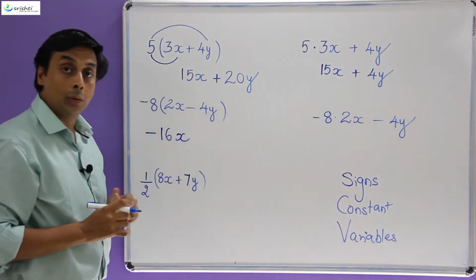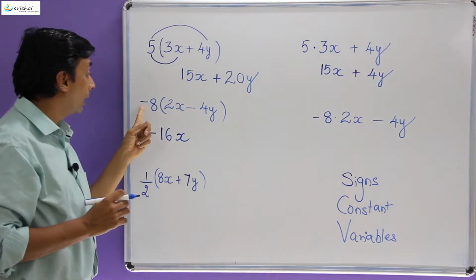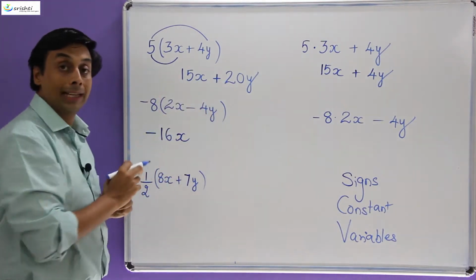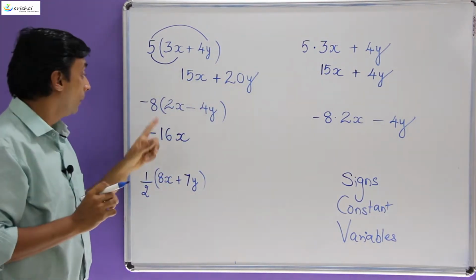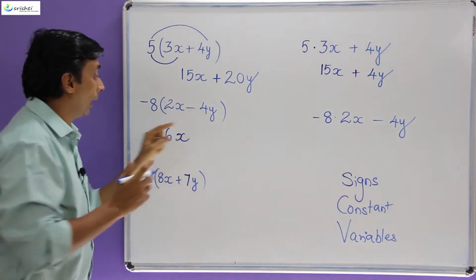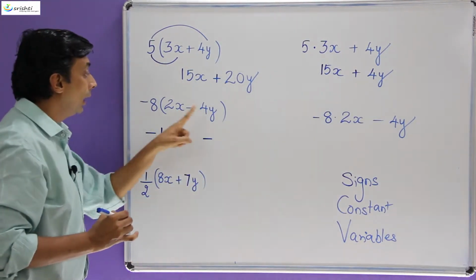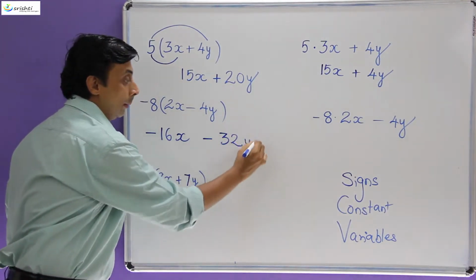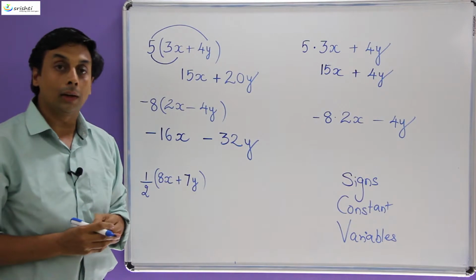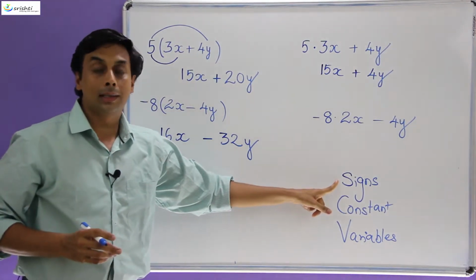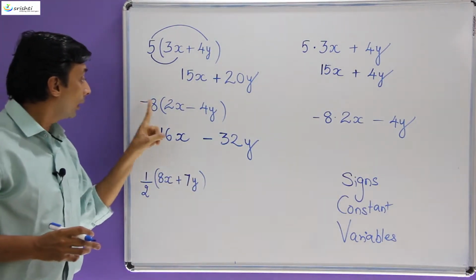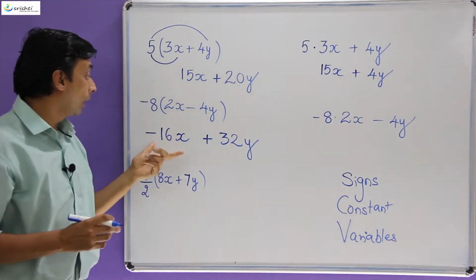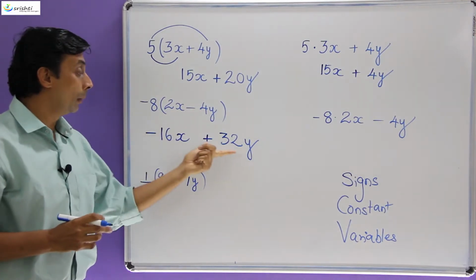Now the mistake that students do is they ignore this minus 8 or they ignore the minus sign when it comes to opening up the next term. So what they will do is plus into minus is a minus and 8 into 4y. So 8 4s are 32 and then you have the variable y. So what is the mistake here? They have ignored calculating the sign of the term. So minus into minus should actually make it a plus, right? So the answer would be minus 16x plus 32y.